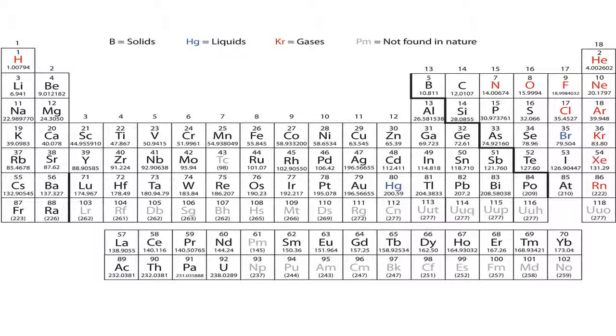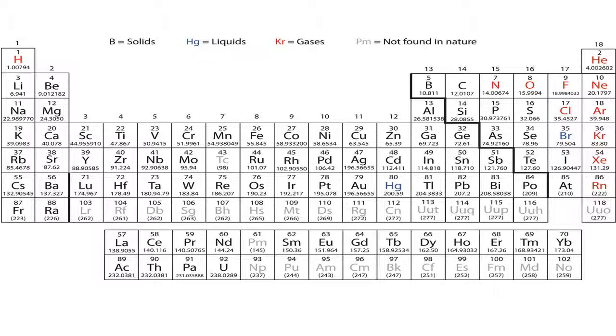Now your horizontal rows are called periods. So period 1 has just got hydrogen and helium in it. Period 2 has got lithium, beryllium, boron, carbon, nitrogen, oxygen, fluorine and neon in it. And so on and so forth, period 3, 4, 5, 6 going downwards.